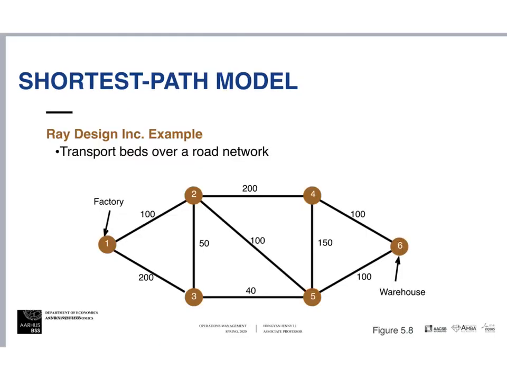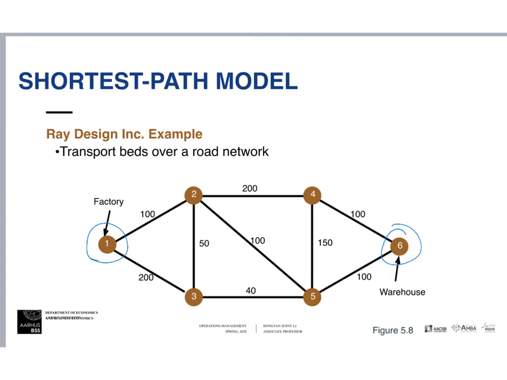Next, let's see the shortest path model. The shortest path problem is broadly used by logistics companies. For example, a furniture company, Redesign, would like to send furniture from the factory in location 1 to the warehouse in location 6. They use vehicles to transport all these furniture products.